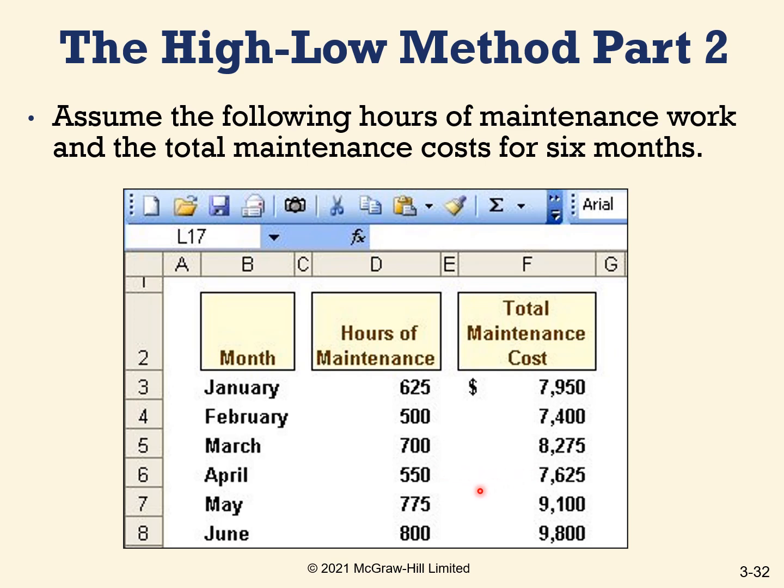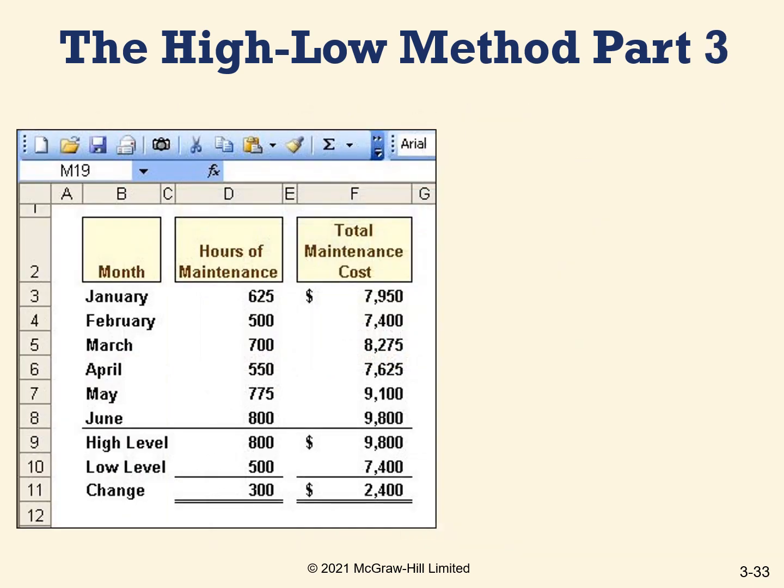$7,625. In May, our total hours were 775 with a total cost of $9,100. And in June, our total hours of maintenance were 800 with a total cost of $9,800. So what we want to do in the high-low method is identify our lowest level and our highest level. You can see they already kind of pulled it out for us. So out of all these numbers, our lowest level was February.